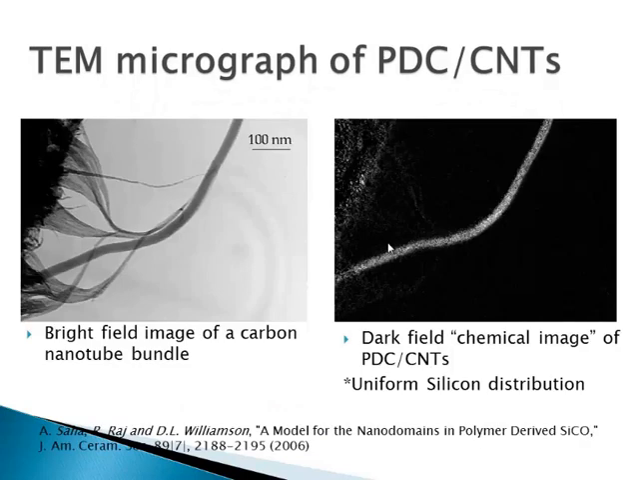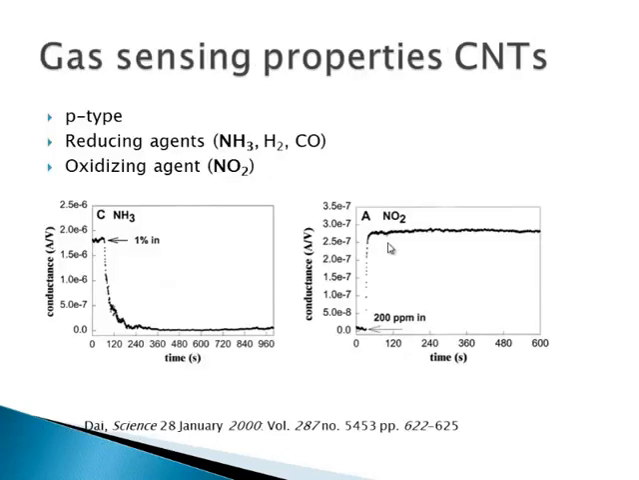And also you can see that we have very good distribution of silicon. Here is the silicon distribution you can see from this TEM image. And when we come to the gas sensing properties, we know that carbon nanotubes usually behave like p-type. So we have the reducing agents like ammonia or hydrogen or carbon monoxide, or oxidizing agents like nitrogen dioxide.